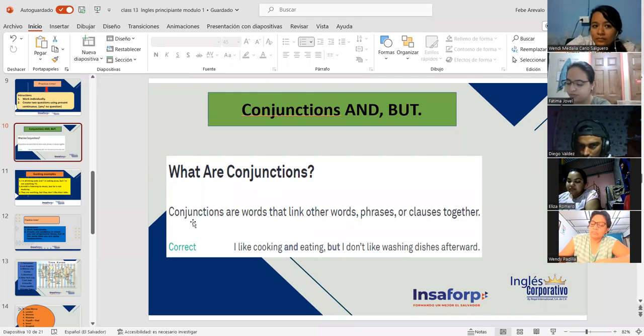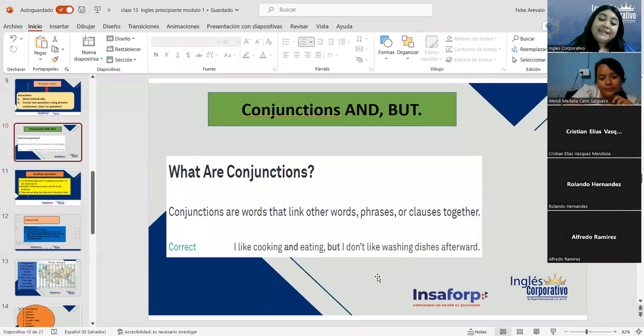Wendy Salguero, please read the information. Conjunctions. Conjunctions are words that link other words, phrases or clauses together. That's correct. Entonces, cuando dice link, se refiere a unir, right? Entonces dice, las conjunciones, conjunctions, son palabras que unen otras palabras, que unen frases o inclusive cláusulas.